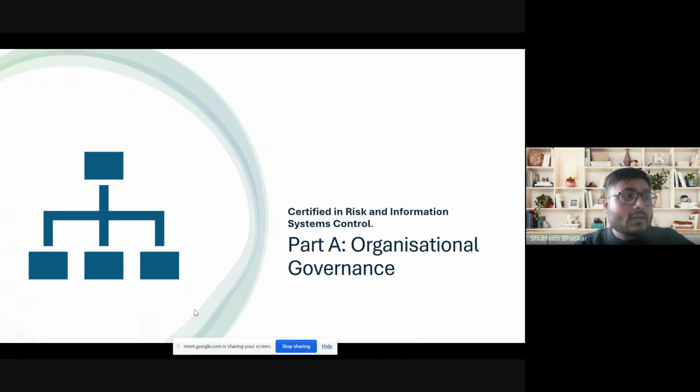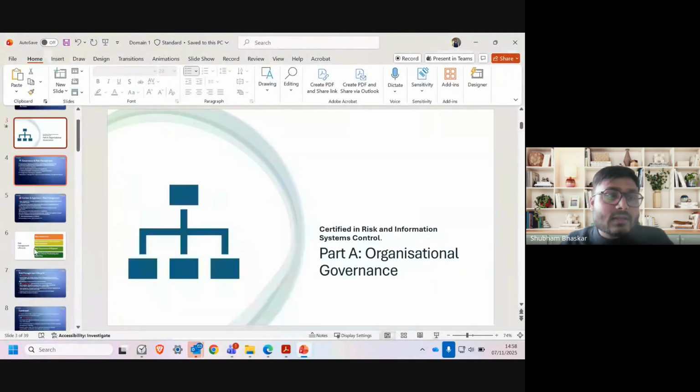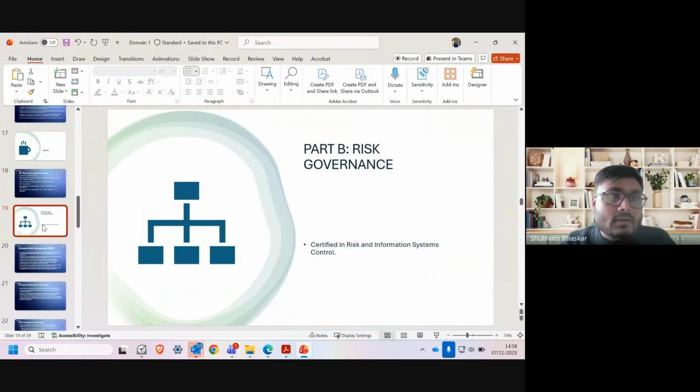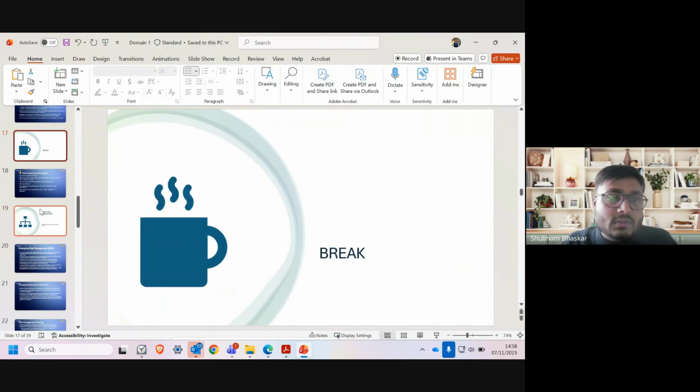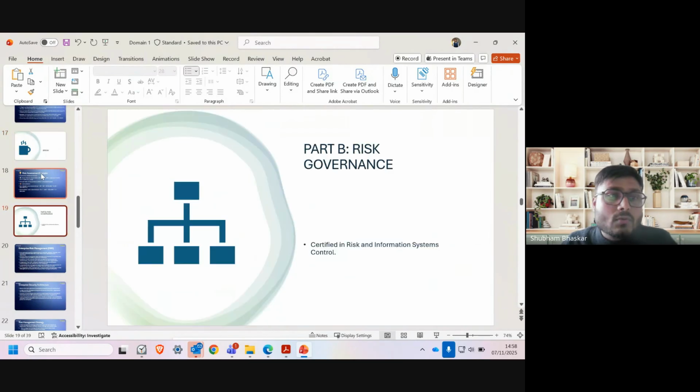Okay, let's get started. Right, so what is Part A of this Domain 1? Domain 1 is governance. Part A is organizational governance, and the second, I believe, is risk governance. So I intend to take a break probably halfway during the session. So, right, let's get started.